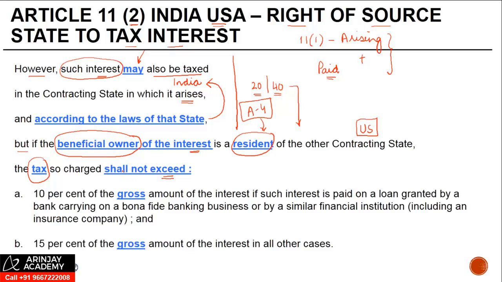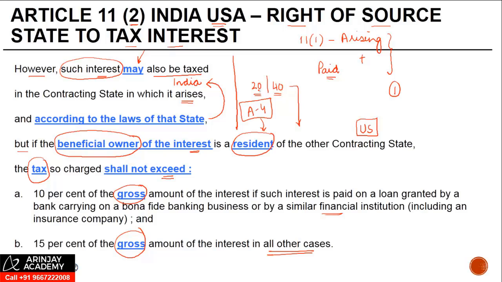So if I summarize what we have discussed until now, the first point is, India has a right to tax interest payment according to its own domestic laws. But if the recipient of interest is the beneficial owner and is also a resident of the United States, the tax so charged shall not exceed 10% of the gross amount of interest if such interest is paid on a loan granted by a bank carrying on a bona fide banking business or by a similar financial institution, including an insurance company, or 15% of the gross amount in all other cases.